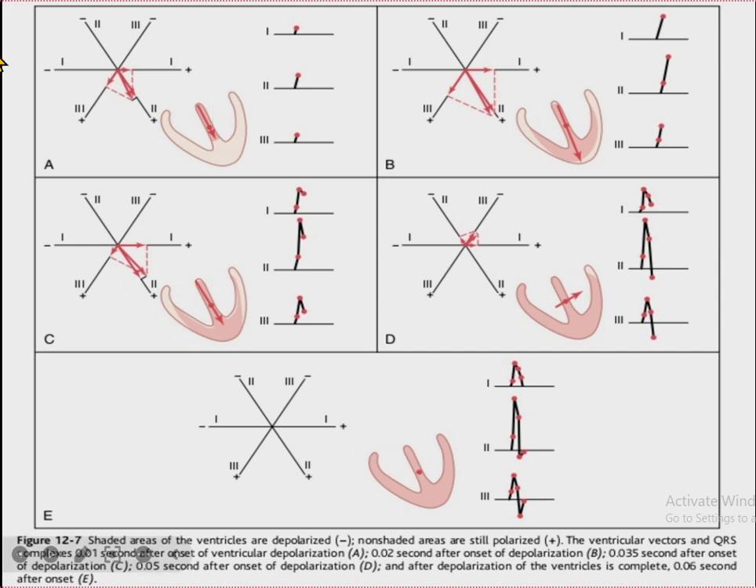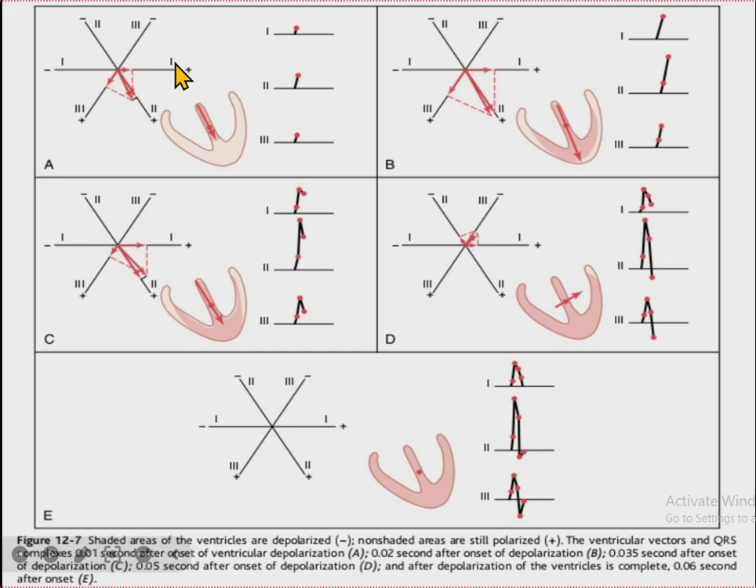So they have drawn here, first concentrate on this illustration. This is lead 1, lead 2, lead 3. So the mean vector is this. This is the mean vector of the heart, which is now we are starting ventricular depolarization. If the mean vector is flowing in this direction, you see that it is moving from the negative terminal of lead 2 towards its positive terminal. It has to be positive.